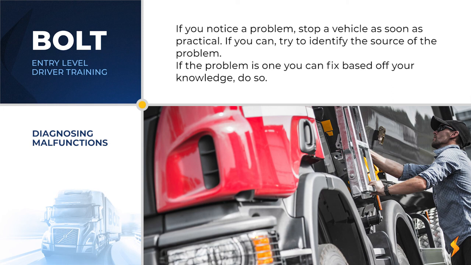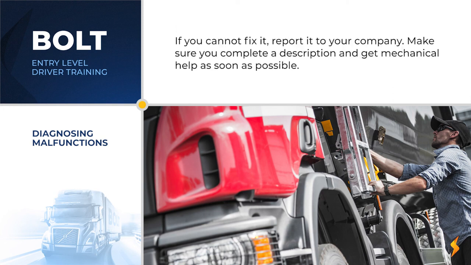If the problem is one you can fix based on your knowledge, experience, and company policy, do so. If you cannot fix it, report it to your company. Make sure you include a description of what you observed and how the vehicle acted and responded. Get mechanical help as soon as possible.